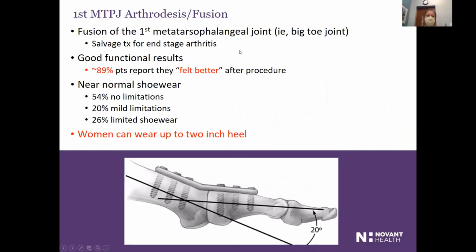Alternatively, there is also just going ahead and fusing the big toe joint. All right, up to 89–90% are very happy with this procedure in terms of they have almost normal shoe wear. Women can even wear up to a 2-inch heel if they want to. If you have big toe arthritis and you just want one surgery and potential to be done after one surgery, then this is the surgery for you, depending on your activity level and stage of life that you're in.